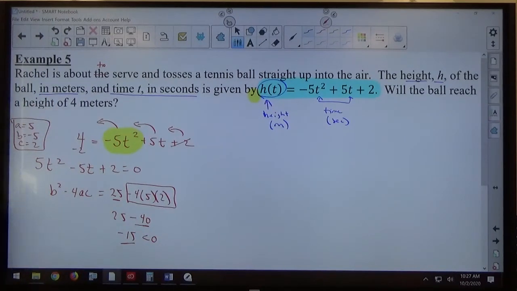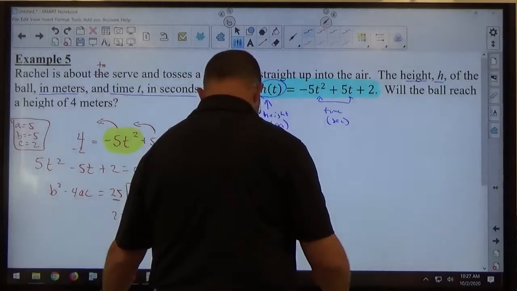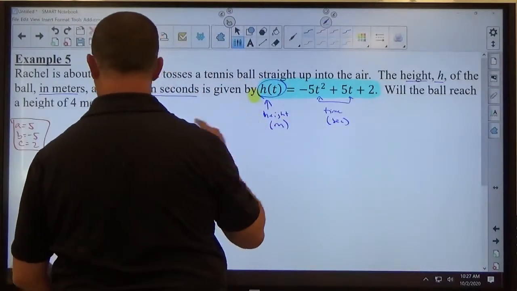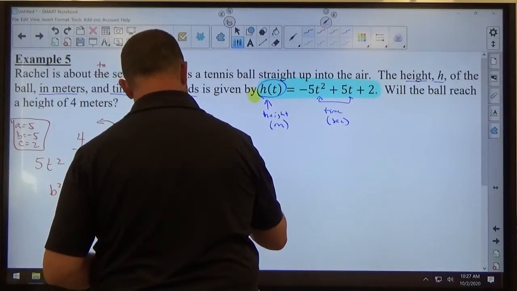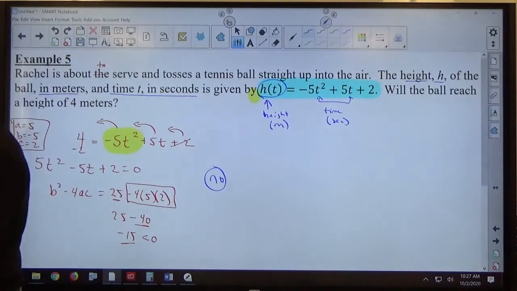If they happen to ask a question like that, is it possible for it to happen? Then let's say it is possible. When will it happen? All right, so let's say this is a possible problem. Let's say that we did all that work. In the end, on this one, by the way, will the ball reach 4 meters? No. The answer is no, it will not.